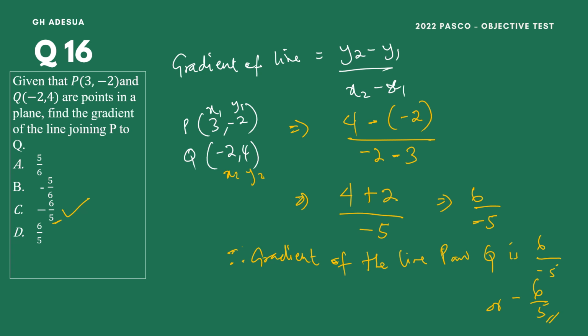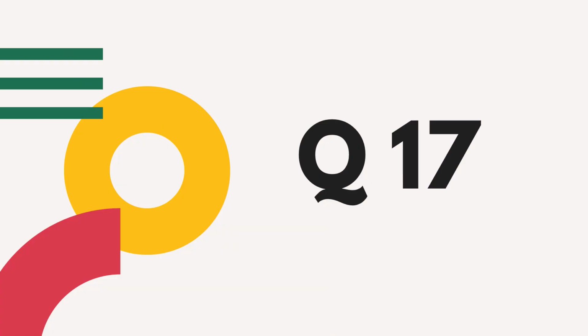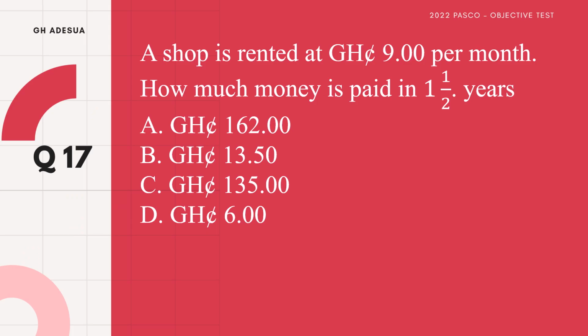Now we move on to question 17. Question 17 says that a shop is rented at 9 cedis per month, and we are asked how much money is paid in 1.5 years. And then the options are given below to choose from.